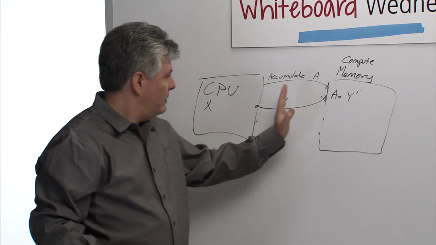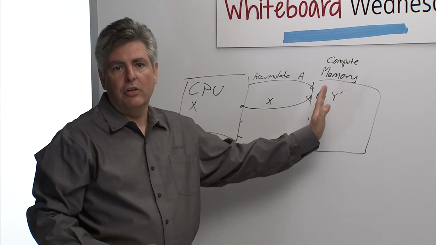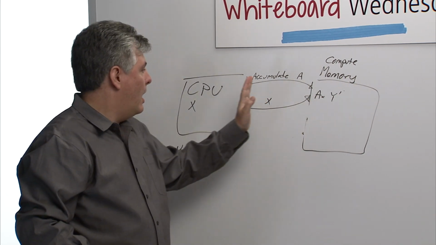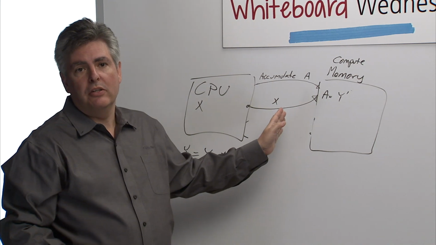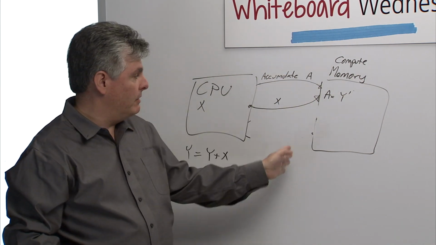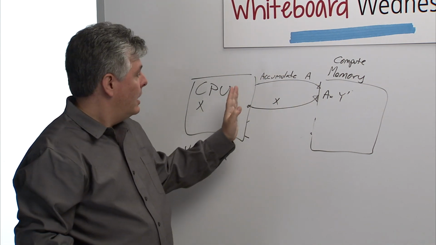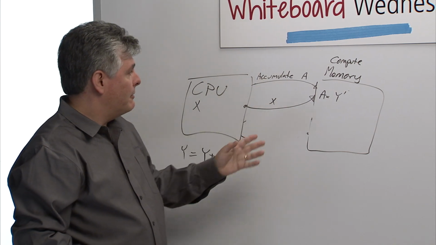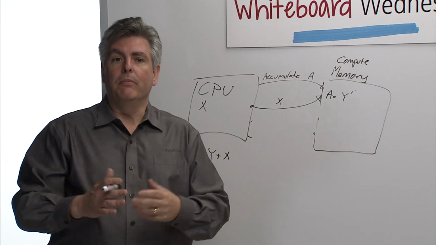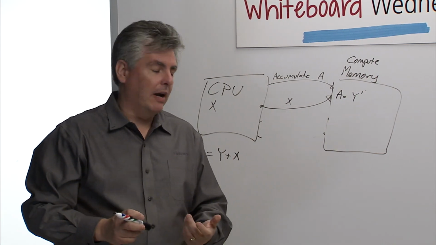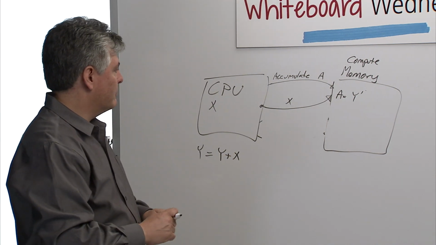So by putting a very, very simple logic function out here in the memory, I'm able to reduce the amount of transactions going across this bus, these very expensive transactions in terms of energy, and reduce those by half. So that's a great idea. So why is not everybody doing it right now? And there's some good answers for that.